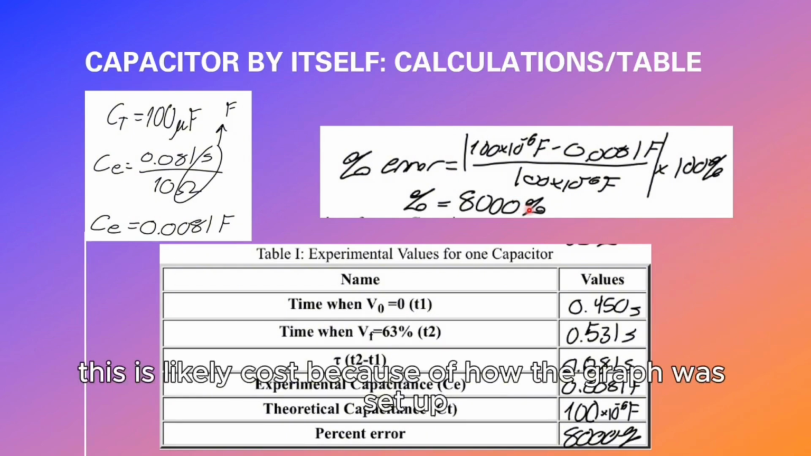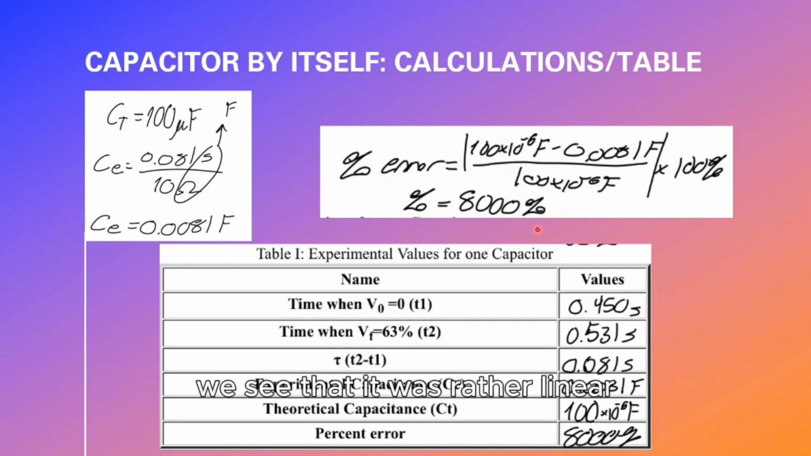This is likely caused because of how the graph was set up. We see that it was rather linear instead of the exponential charging or growth in the voltage. This is likely the cause of such a percent error.